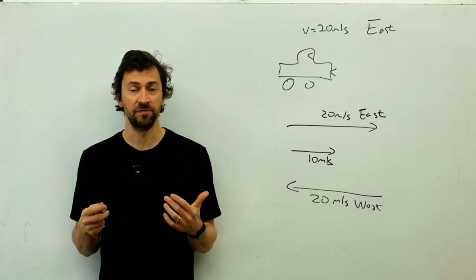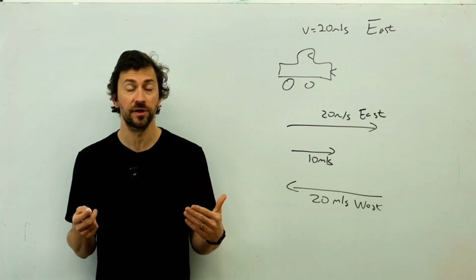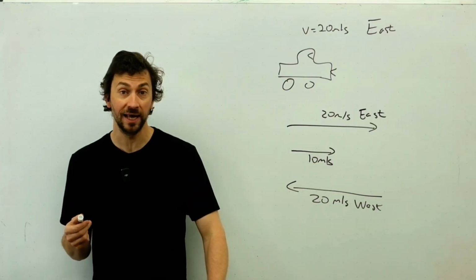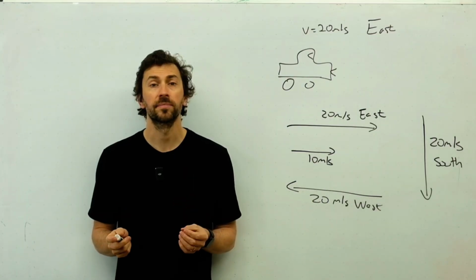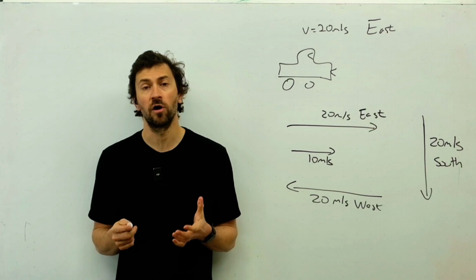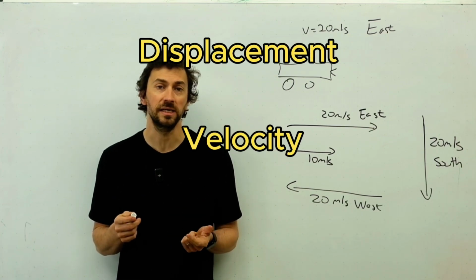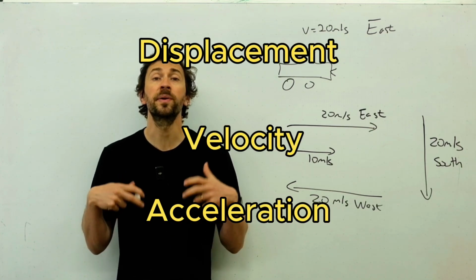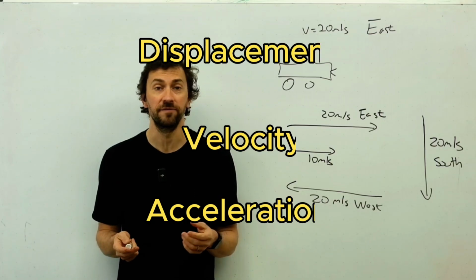I could also have a car traveling south. So maybe I would draw an arrow pointing downwards, like that. So the vectors that we know so far are displacement, velocity, and acceleration. And I can depict all these quantities with these kind of vector arrows.